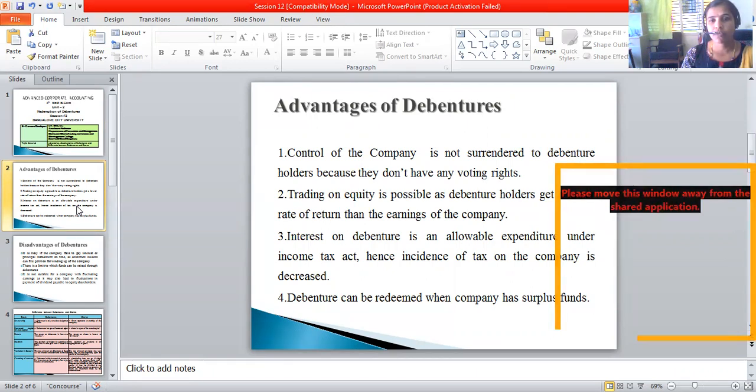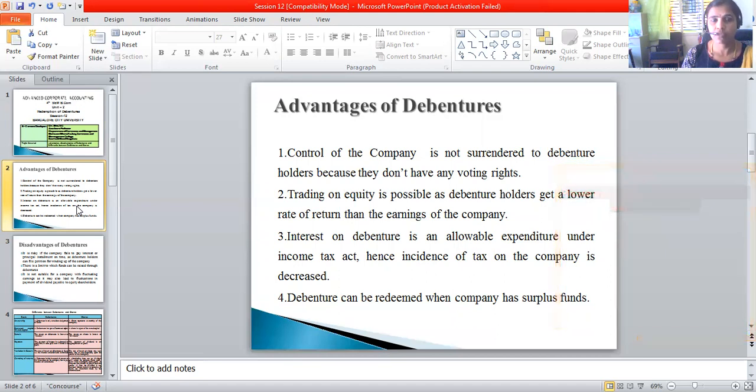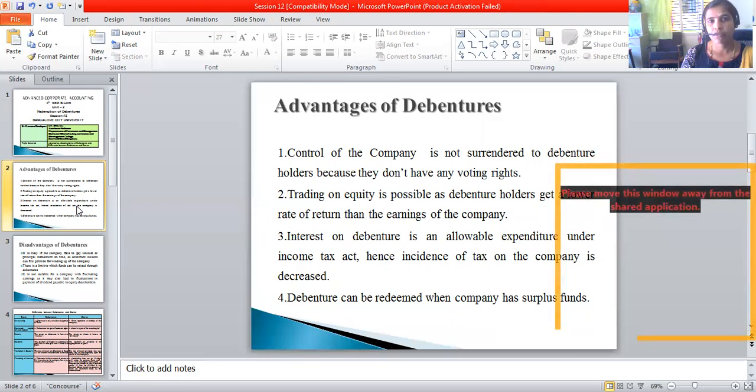The control of the company is not surrendered to the debenture holders because they don't have any voting rights. Equity shareholders are the real owners of the company, actually speaking. So debenture holders form the debt form of capital in the company. That being the reason, it doesn't limit the organization as far as its management is concerned. So they don't have any play in the management of the company. So trading on equity is possible.